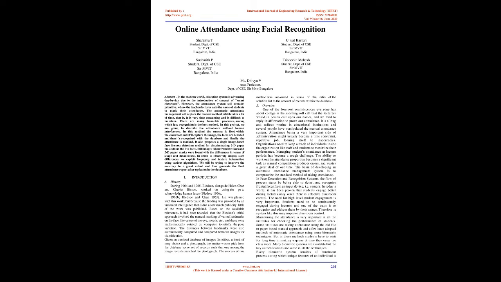Based on the available references, it has been revealed that Bledsoe's initial approach involved the manual marking of various landmarks on the face, like the center of the eye, mouth, etc., and these were mathematically rotated by computer to compensate for pose variation. The distances between landmarks were also automatically computed and compared between images for identification. Given a large database of images, in effect a book of mug shots, and a photograph, the problem was to pick from the database some set of records such that one of the image records matched the photograph. The success of this method was measured in terms of the ratio of the solution list to the number of records in the database.